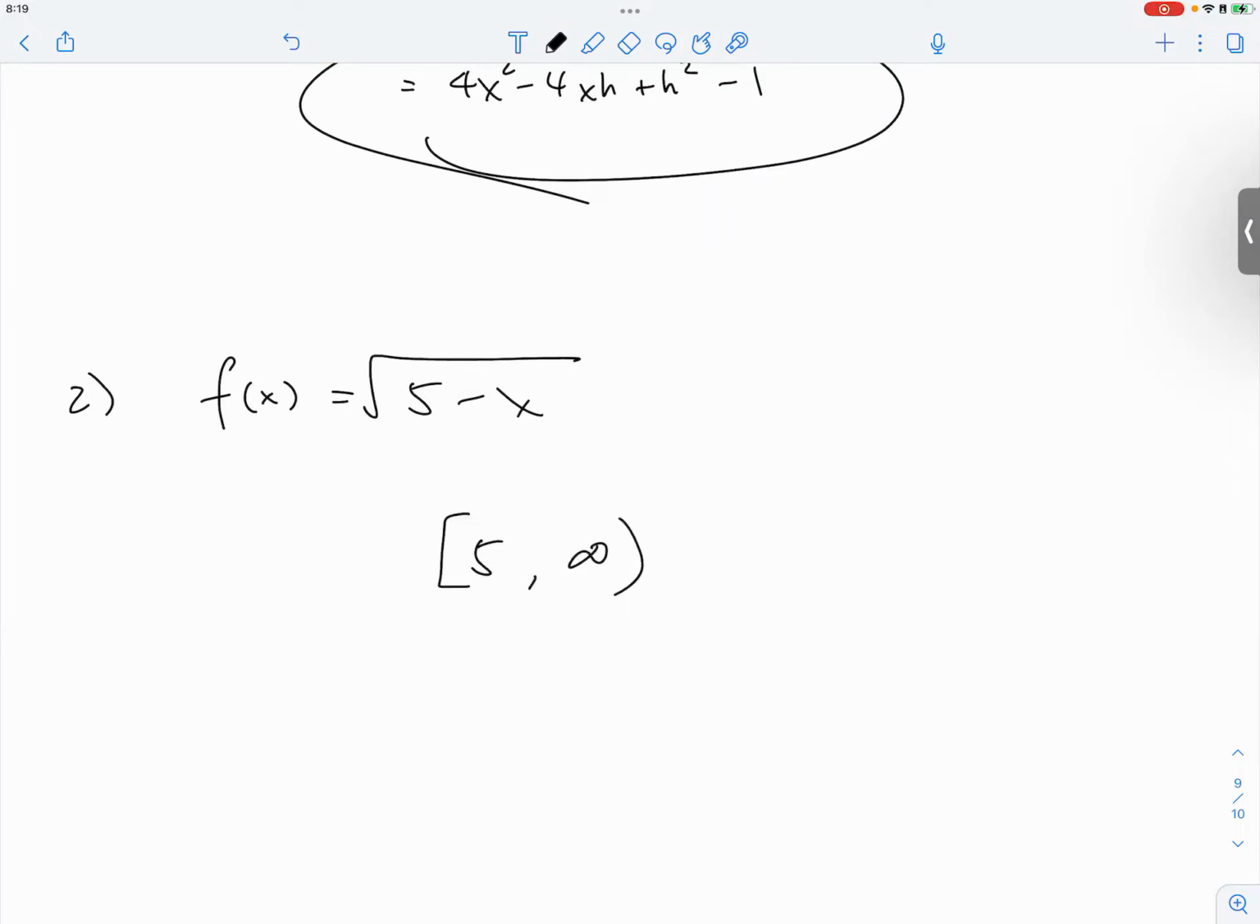Is this correct? From 5 to infinity, is it correct? Why not? Huh? You could have 4, right? That's a good point. If you pick a number from that interval, it's going to make the square root negative. So it's actually, well, 5 is okay. It's from negative infinity to 5. Any number less than 5, that's good. That's fine.